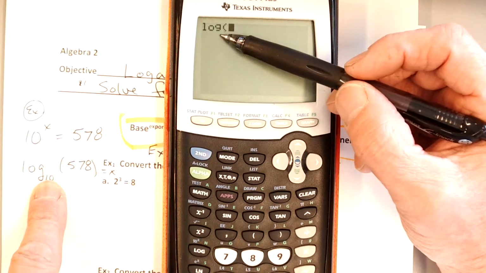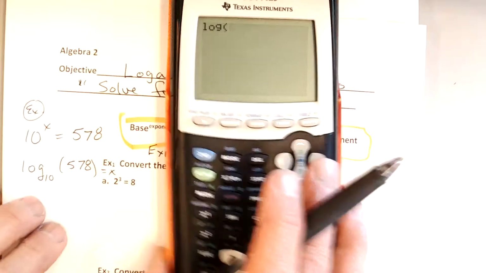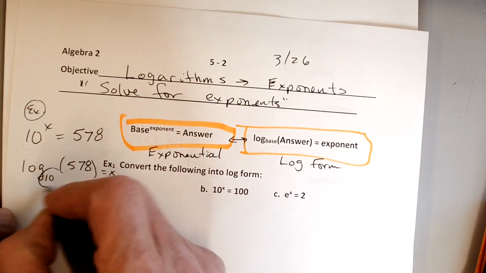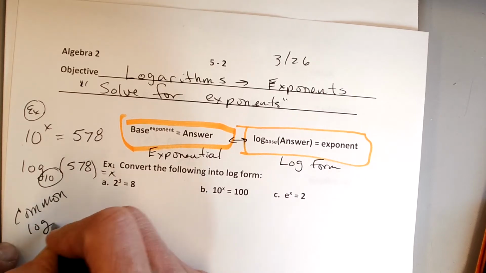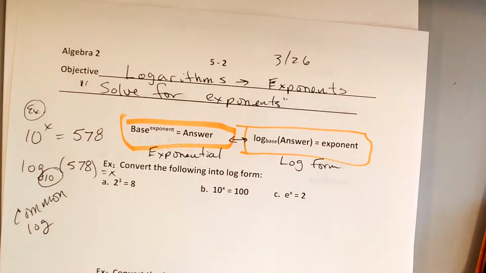The reason you don't see the 10 is because this is called common log, base 10. If you don't see the 10, it's invisible. Base 10 is our common log because it's obvious. We live in base 10. We count 1, 2, 3, 4, 5, 6, 7, 8, 9, 10, right? We don't live in base 8. We don't live in base 6. We live in base 10. So when they talk about common log, if there's no number here, it's always 10.